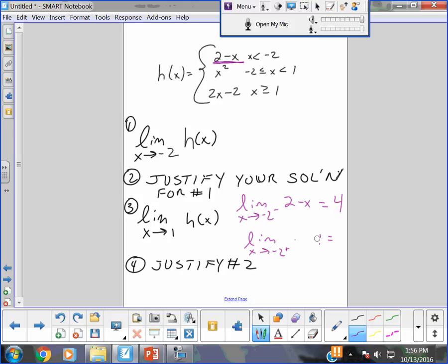If I look at the piecewise function and I'm coming at negative 2 from the right-hand side, you guys see it's coming from the middle piece. So this is just x squared, and negative 2 times negative 2 is 4. So the answer to this problem is 4, and the justification is that the left hand and the right hand are the same. We justify limits by their hands.